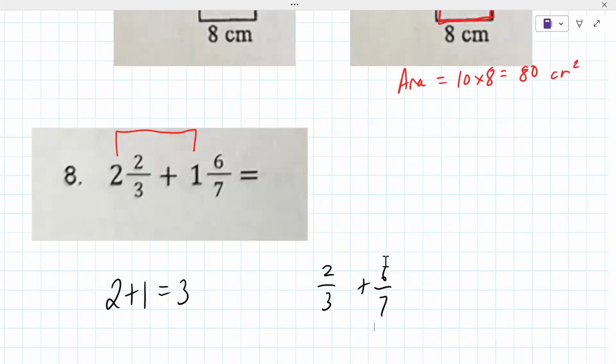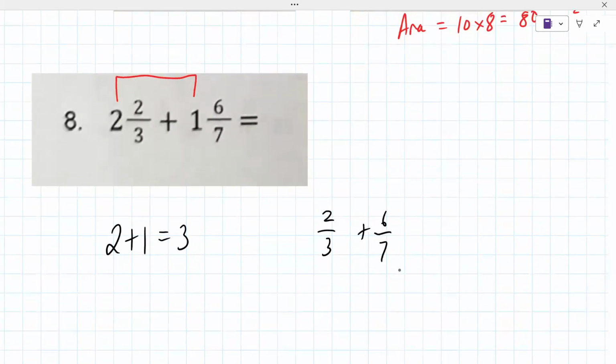Hang on, so 34 over 21. Okay. Sounds okay to me. 14 and 18. So I actually get 32 over 21. Yeah, 32 over 21.